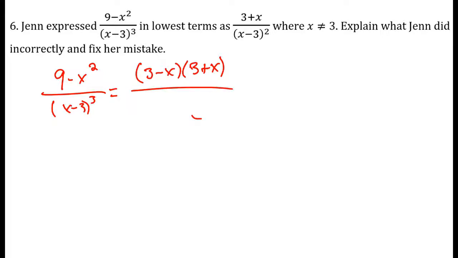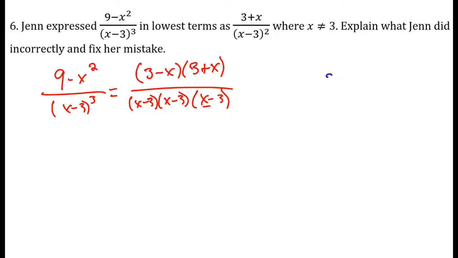What does it mean to cube something? What does x minus 3 cubed actually mean? That means I have 3 x minus 3 factors being multiplied together. So somehow Jen ended up with 3 plus x over x minus 3 squared. So there is something that can be simplified here. And this is a big idea that we always need to look out for.